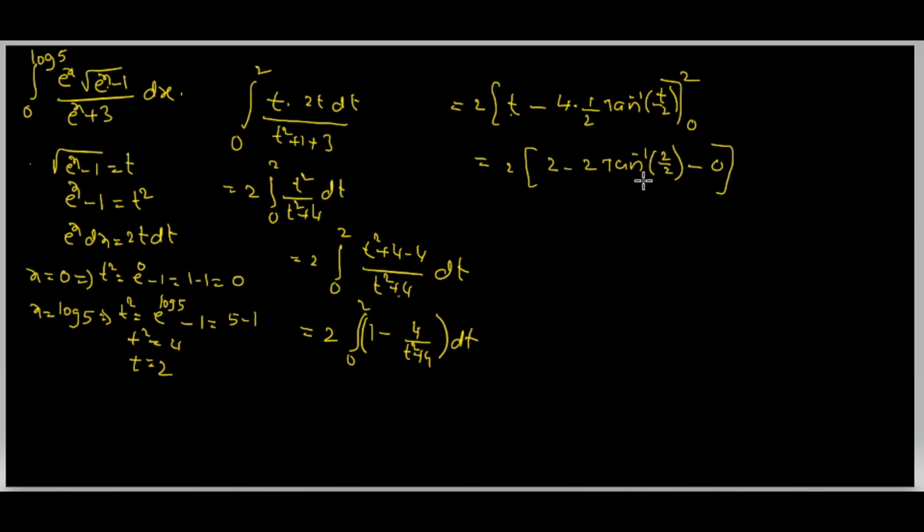the total value is 0, that is equal to 2 into 2 minus 2 into tan inverse 2 by 2, that is tan inverse 1, tan inverse 1 is pi by 4, so here is 2, 2 times cancel, that is equal to 2 into 2 minus pi by 2, so multiplying 2 into 2, 4, that is equal to 2 pi by 2, that is pi, that is equal to 4 minus pi, that is the answer.